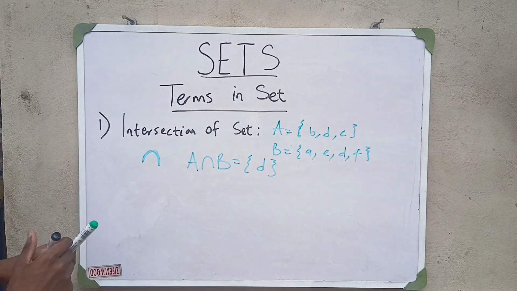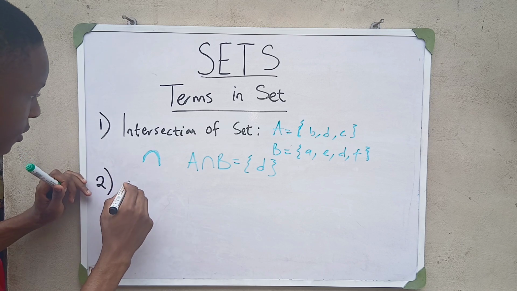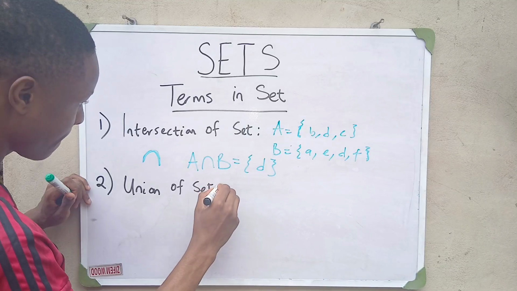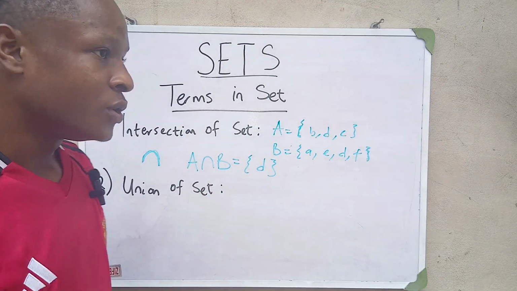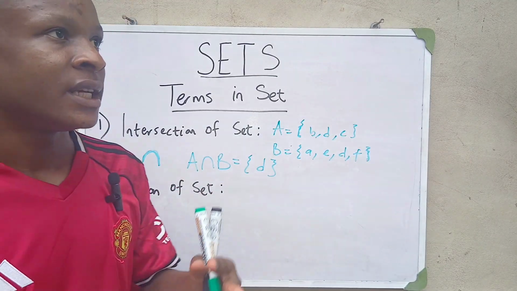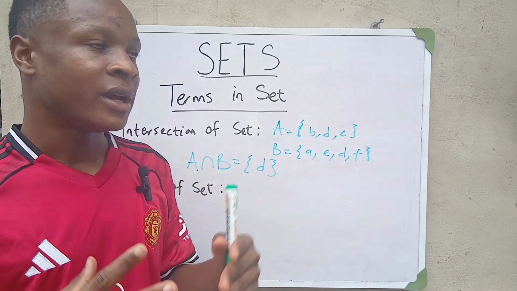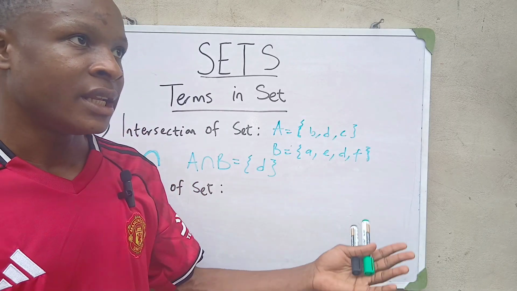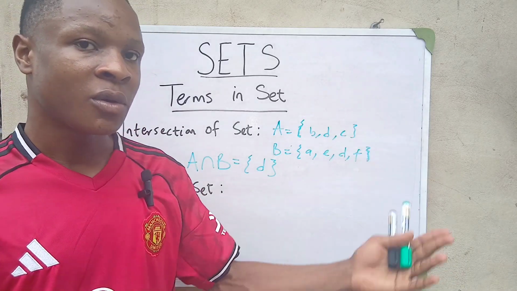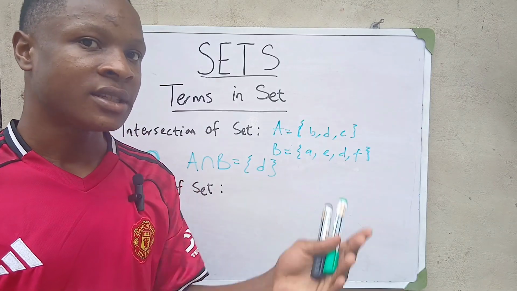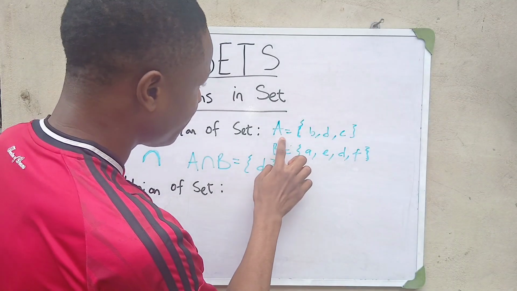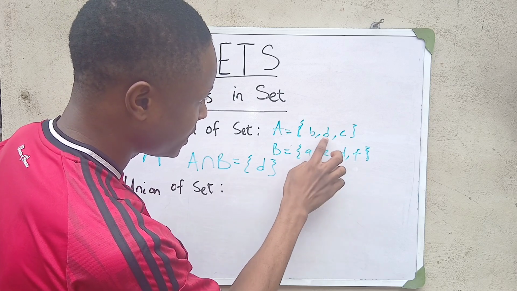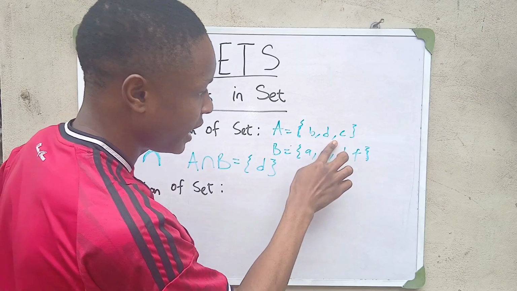So that's it. The second term we use is called the union of sets. Let's say we have sets, and let me use the same example. We have set A and B. The union of sets A and B are those elements that are in A or are in B. That is when we combine the elements that are in A and in B without any repetition. So if we want to find the union of A and B, we are going to combine the elements that are here without repeating a particular element.